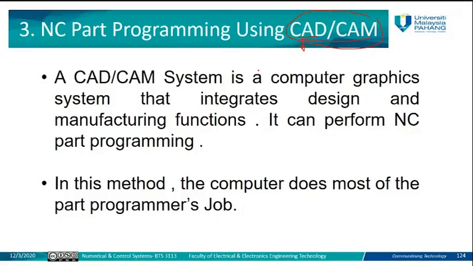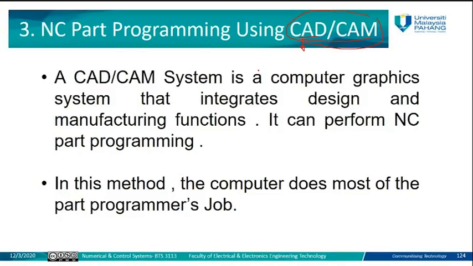You have drawings for a cube, for a circle, for any work piece you want to do. You already have the drawings using 2D or 3D. Then these 2D or 3D drawings can be easily translated or converted into G code. And this G code will be sent directly to the CNC machine to perform the task.